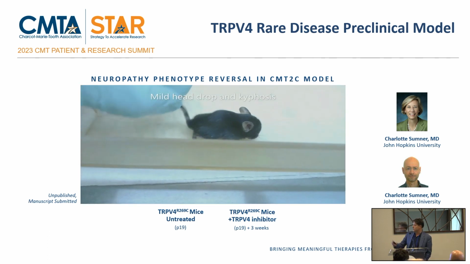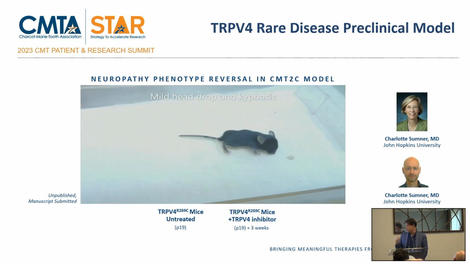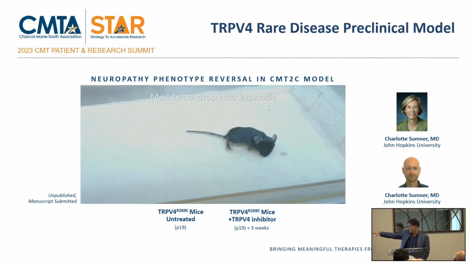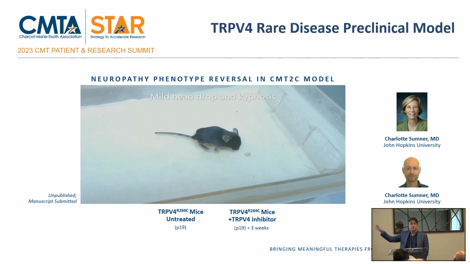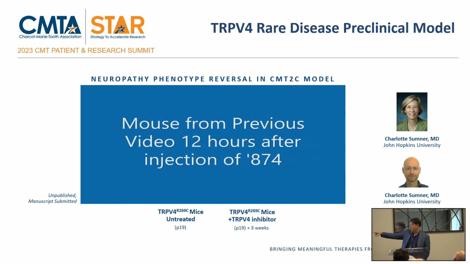So what you can see here is a mouse who is affected by the mutation. The mouse does not move around as much as a mouse typically does. The head is drooping. The forelegs are very weak. So this is an affected mouse with some similarities to the presentation in people.